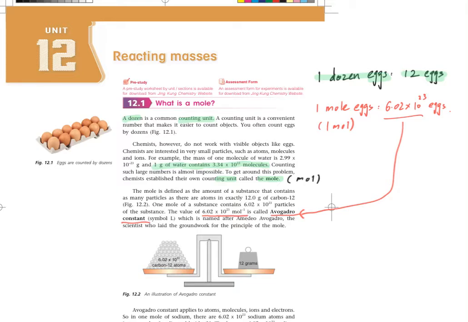What does mol negative 1 mean? Mol negative 1 means that 1 mole of substance has an amount of 6.02 times 10 to the power 23, right? And this number, the Avogadro constant, you have to memorize.